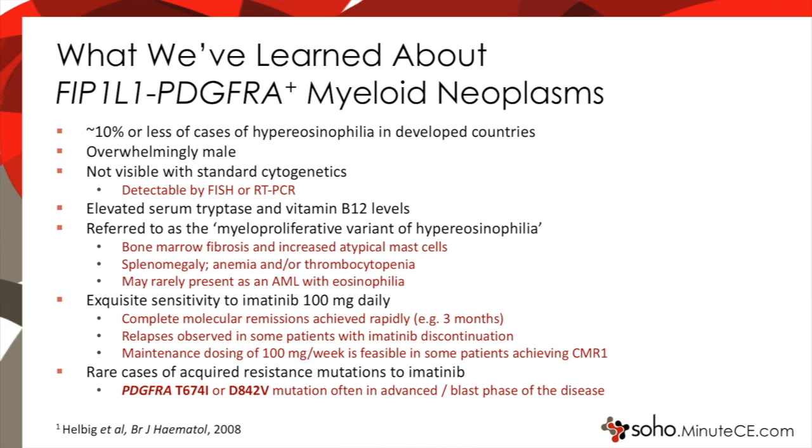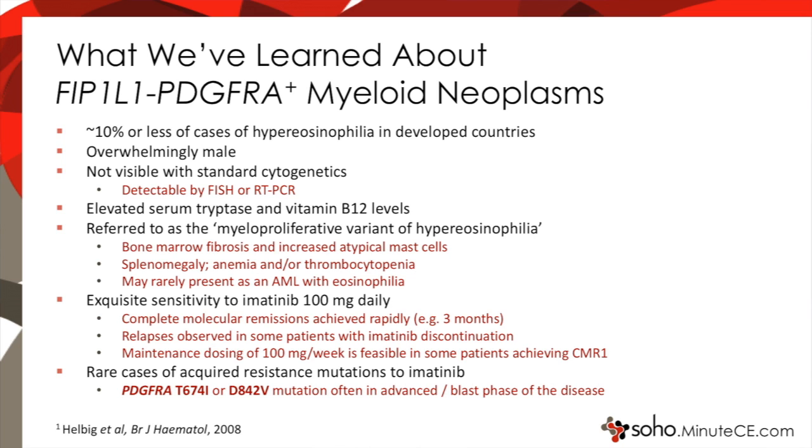It is known that less than 10% of patients who present with idiopathic hypereosinophilia in developed countries have this myeloid neoplasm associated with eosinophilia. Most patients are male. This is not visible by standard cytogenetics, and thus the need for FISH or RT-PCR to diagnose it. These patients are often referred to as having a myeloproliferative variant of hypereosinophilia. These patients have bone marrow fibrosis, atypical mast cells in the bone marrow, oftentimes have splenomegaly, and may rarely present with AML associated with eosinophilia.